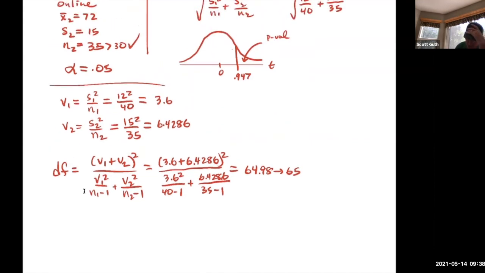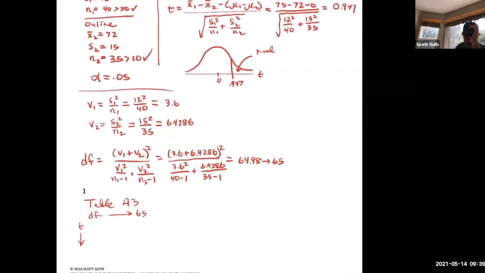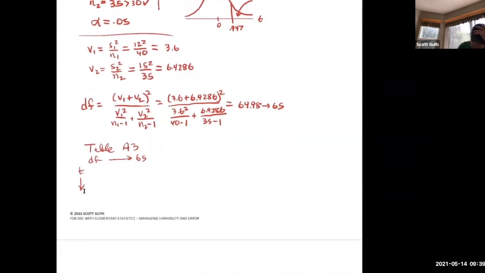So for our p-value, normally you would use table A3, which is the t distribution p-values, and for the degrees of freedom, you would go out to 65. For the t statistic, you would go down to 0.9, which is how you'd have to round that. I'll go ahead and look it up real quick. 0.9 and 65. You're not going to be able to do it because 65 is not in there.